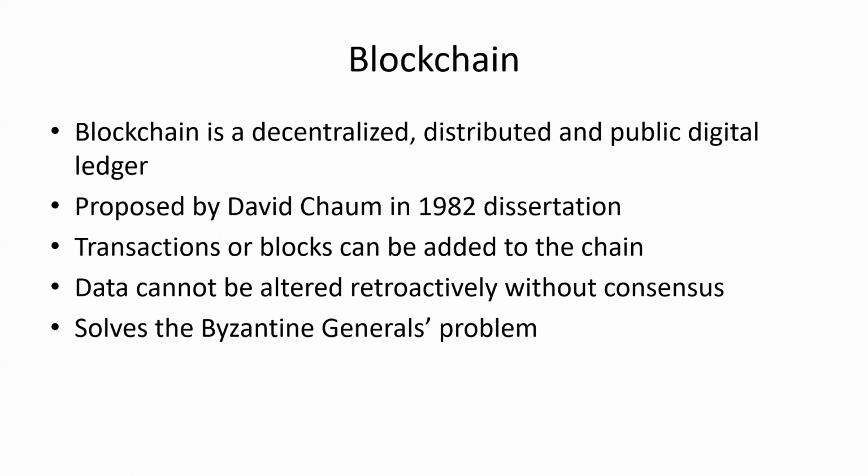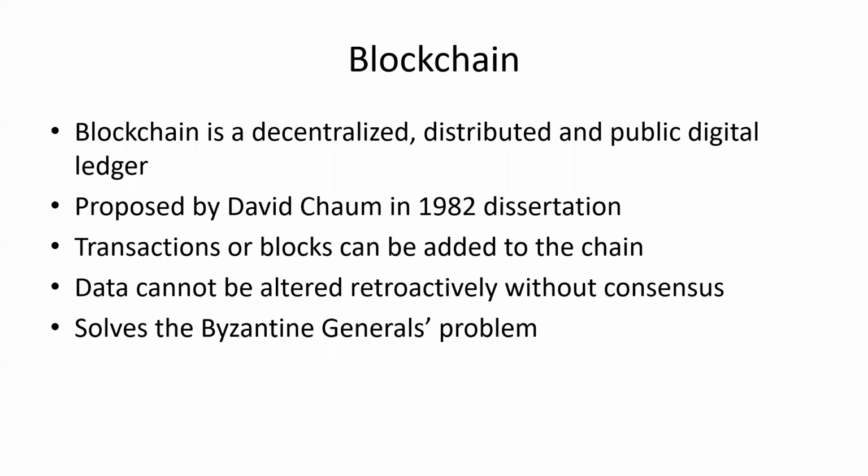But if they both attack together, they've got it. They'll drive out the enemy. So General A sends a message to General B saying, attack at dawn. General B will send a response back saying, I got your message. But what if the courier that's running between them gets caught or killed along the way?